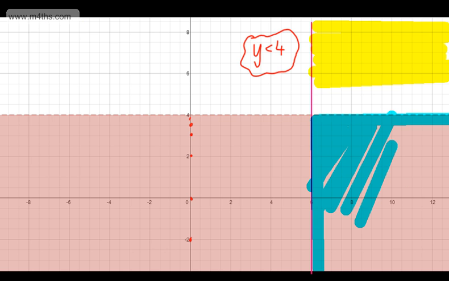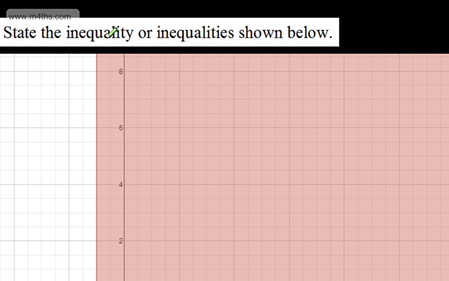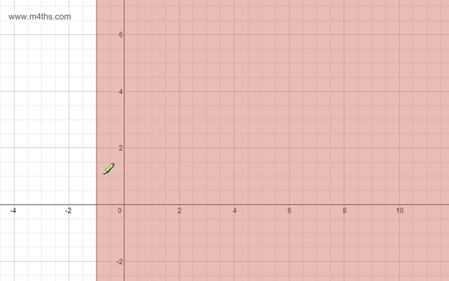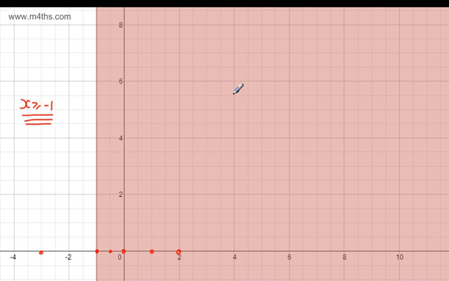Okay, so this one now, state the inequality or inequalities shown below. We've only got one variable again, and this now is x. That's -1. We've got a solid line, and we're to the right of that, so we can say that x is equal to or greater than -1. So we could include -1, -0.5, 0, 1, 2, but we couldn't have, for example, -3. So that is showing me the inequality that's represented. This is the region, these are the values.